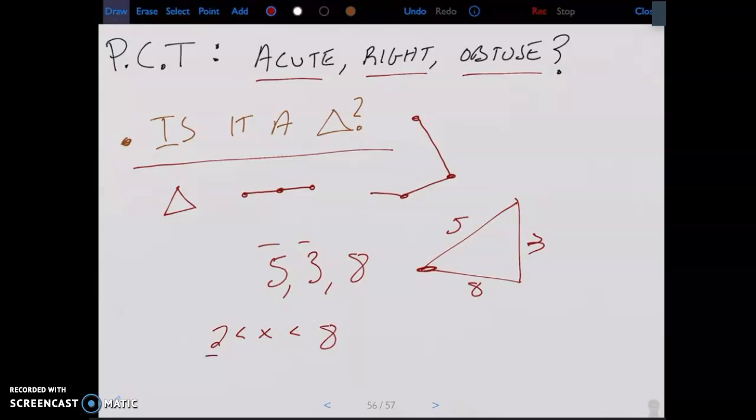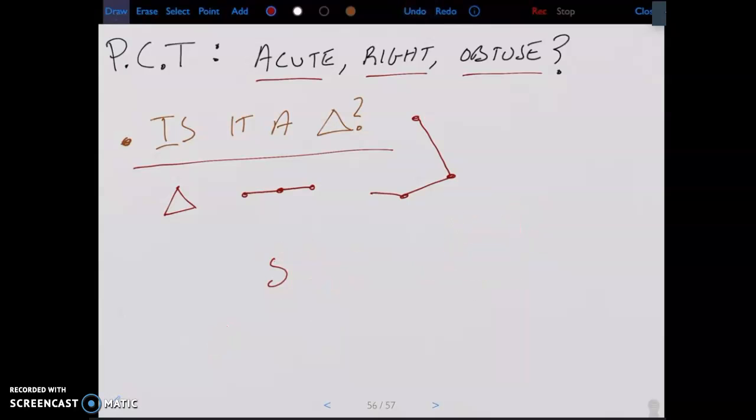If it equals 2, it's not a triangle, it's a line. If it's bigger than 8 or equal to 8, then it's not a triangle either, right? If it equals 8, it's a line. If it's bigger than 8, it's an open. So this thing right here is actually a line, because I took these two, added them together, and they equal the third side. So this is going to be a line. Let's undo some stuff here.